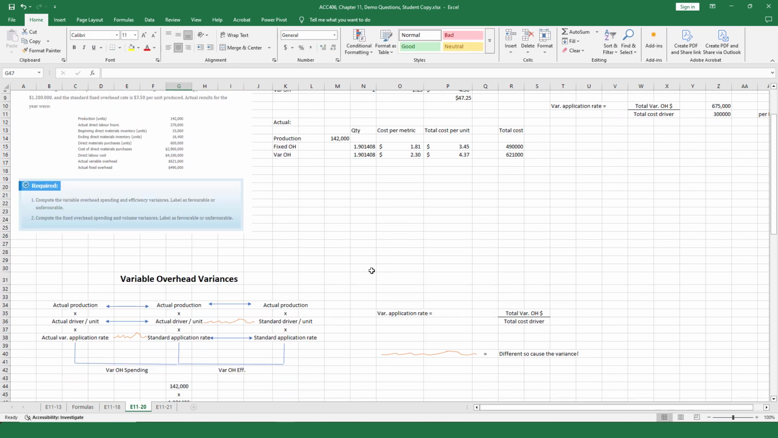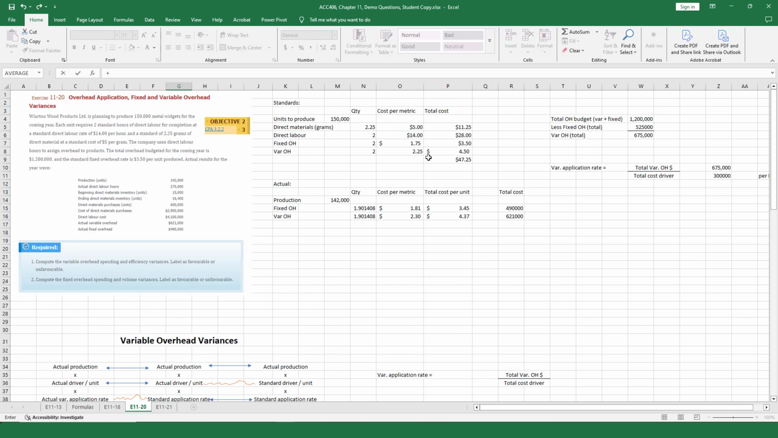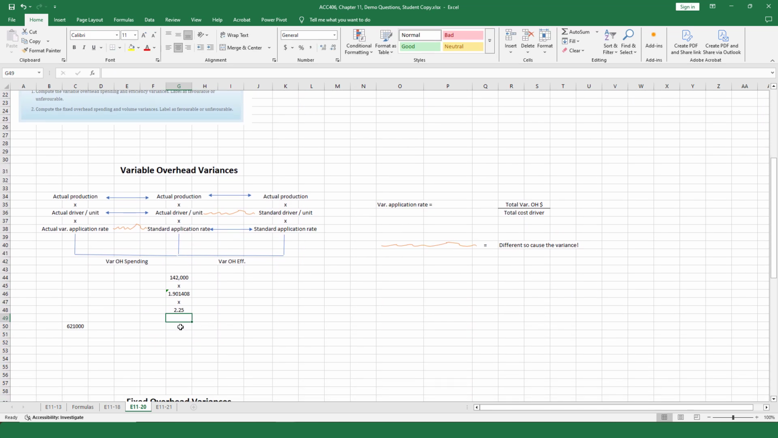I'm going to leave all the decimal places on. And now I've got to multiply it by the standard application rate. Standard application rate for variable is $2.25. So now I can do the multiplication. This is equal to $607,500. Let's take the difference. Large number, subtract the small number. Awesome, $13,500.